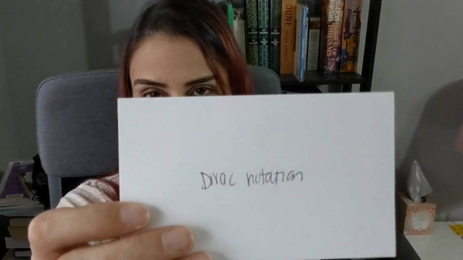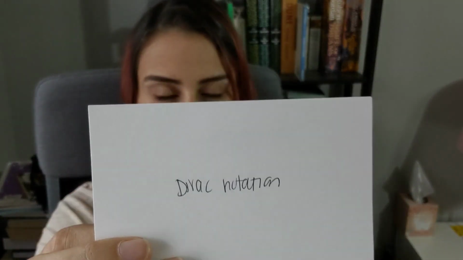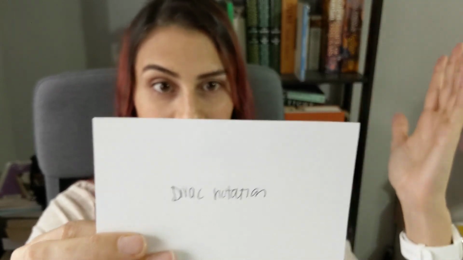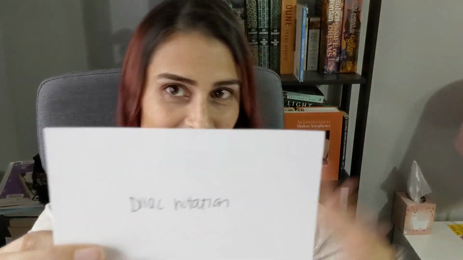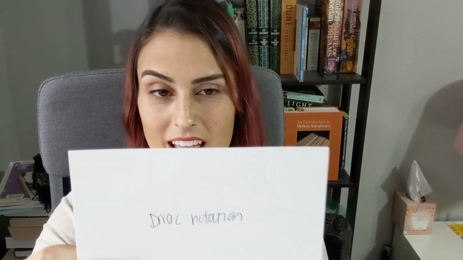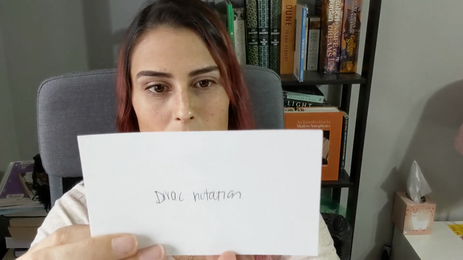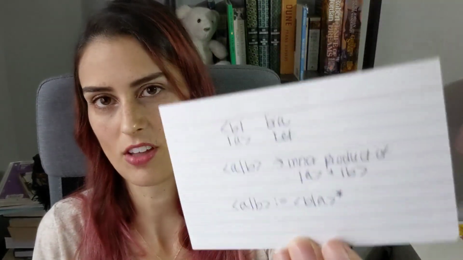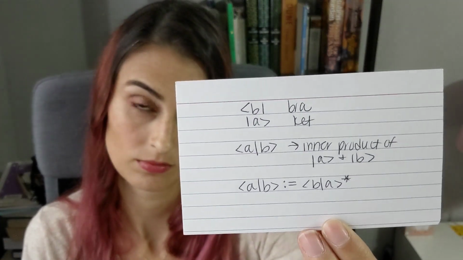Dirac notation. This is what I've been talking about with the brackets. On the left, it's a bra, and on the right, it's a ket, and you put them together, it's a bracket. So clever. If you have a bra and a ket, then that means the inner product of A and B, and the inner product of A and B is also equal to the complex conjugate of the inner product of B and A. So you can't just swap them.